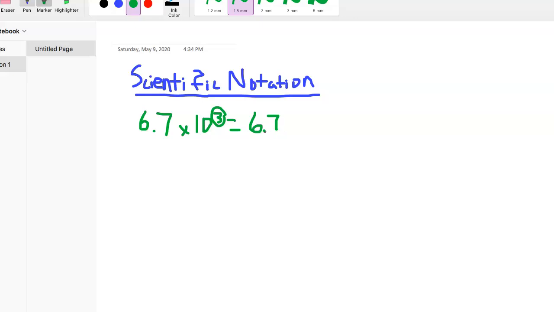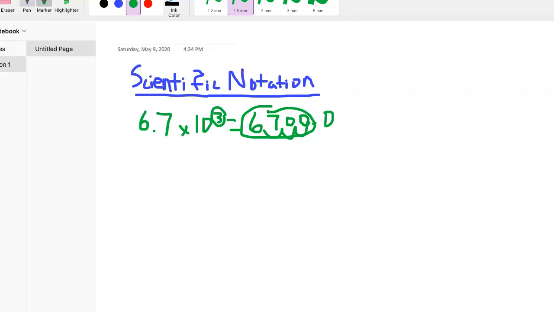That would mean we're going 3 spots to the right, like 1, 2, 3. For the places where there's no numbers to the right, we'll just throw a 0 on there, and then the decimal point would be right here. So it'd be 6700.0 or just 6700, and that's our answer. 6.7 times 10 to the third is 6700. That wasn't too bad. It's just learning that little rule about going to the right.